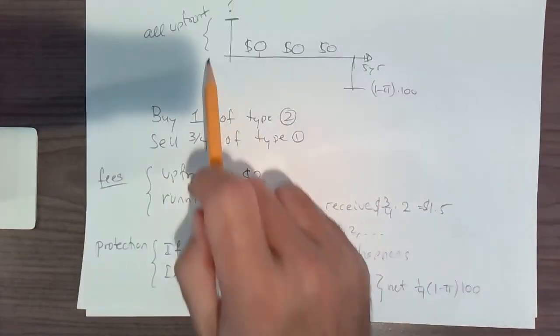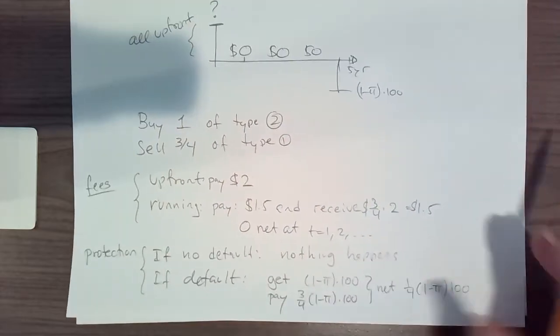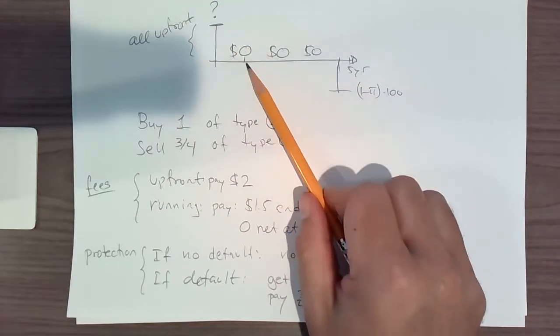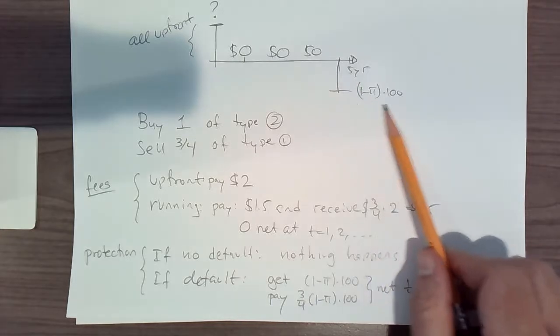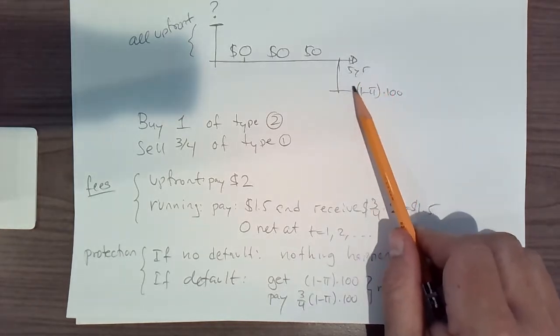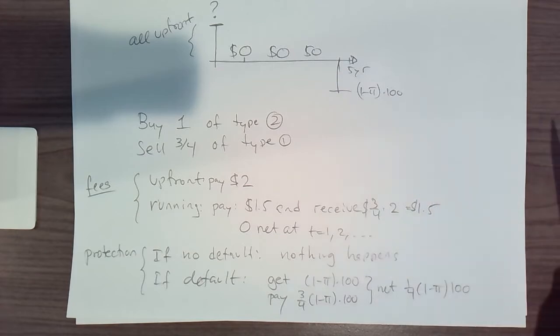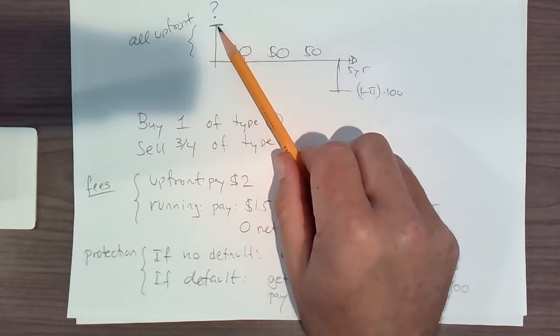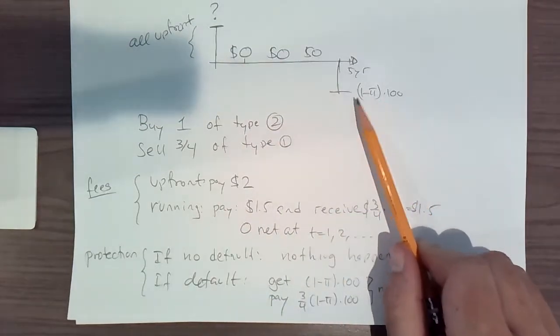Okay, are we any closer to figuring out what this all upfront should be? Well, if I put $2 up front, I'm going to get the zeros here, but what I'm going to get over here is not 1 - pi. What I'm going to get over here is 1/4 times 1 - pi. So 2 is not the correct value. What is the correct value here? It shouldn't be 1/4. It should be 1.